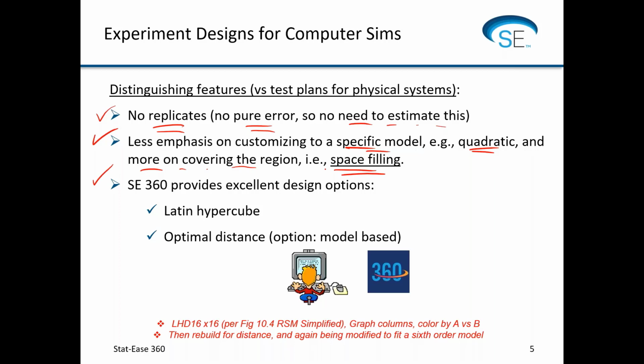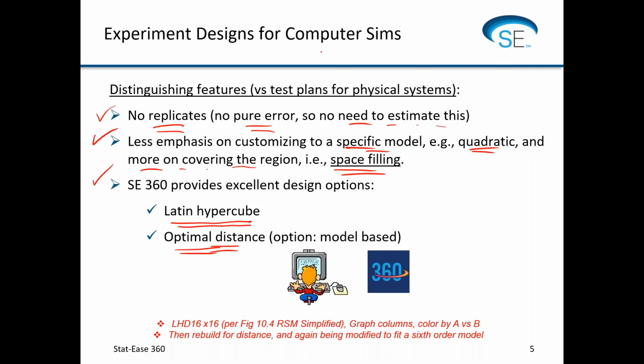Statis 360 provides some excellent options for space filling. One that has been around for a long time, and a very popular design for space filling, is called the Latin hypercube. I'll give you a demonstration of that. Another that is really useful, and especially important and unique to programs like DESIGNEXPERT and now 360, is these optimal distance type tools, which we refined for 360 specifically for the computer sims.